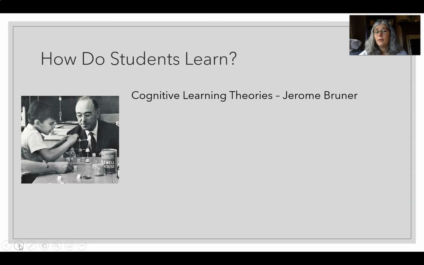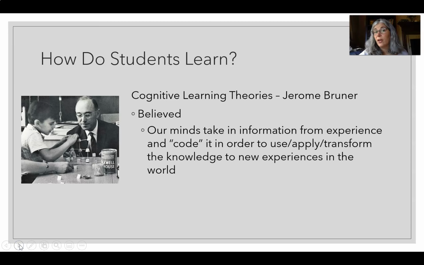Now we have another cognitive learning theorist, Jerome Bruner. He also believed in this idea of discovery learning. That's something they have in common. This idea that children should discover understandings for themselves. He believed that our minds take in information from our environment, we code that information, and then we're able to use it in other situations. Well, in more advanced studies of Jean Piaget, I would say he agrees with that.